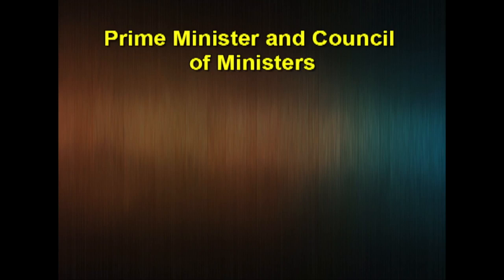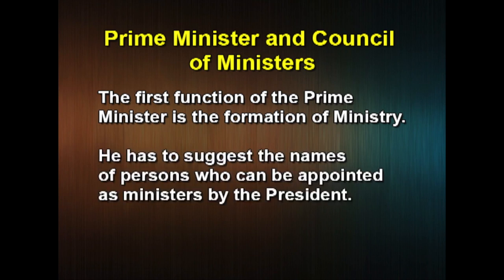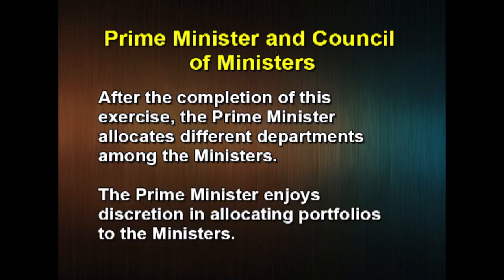The powers and functions of the Prime Minister can be studied under the following heads: Prime Minister and Council of Ministers. The first function of the Prime Minister is the formation of the ministry. He has to suggest the names of persons who can be appointed as ministers by the President. After the completion of this exercise, the Prime Minister allocates different portfolios among the ministers. The Prime Minister enjoys discretion in allocating portfolios to the ministers.